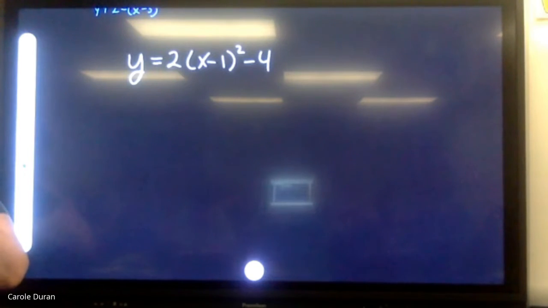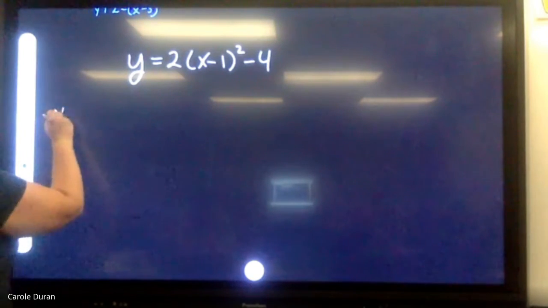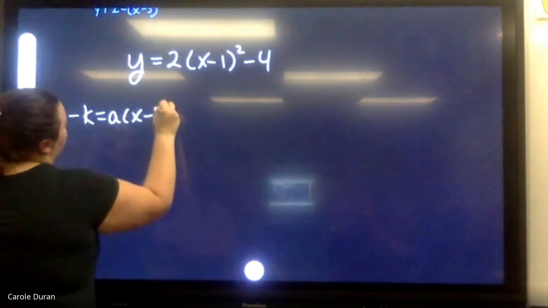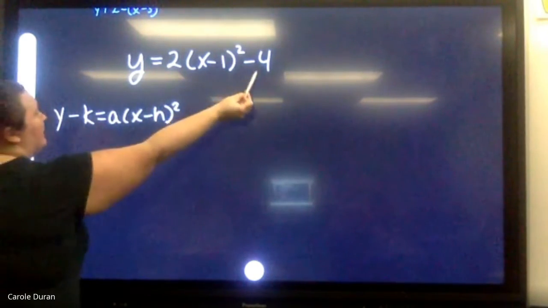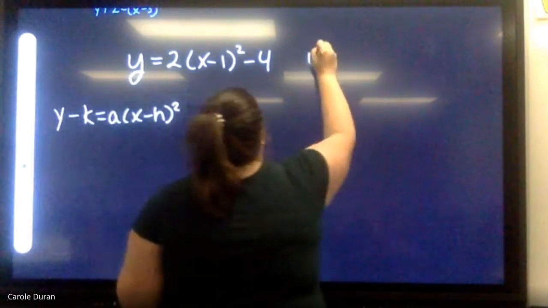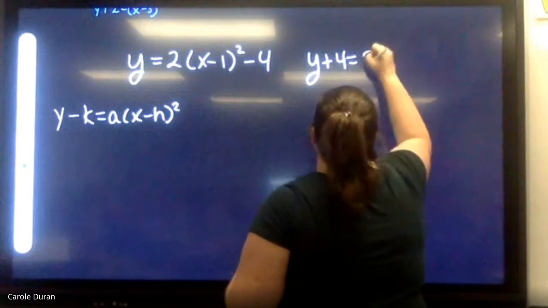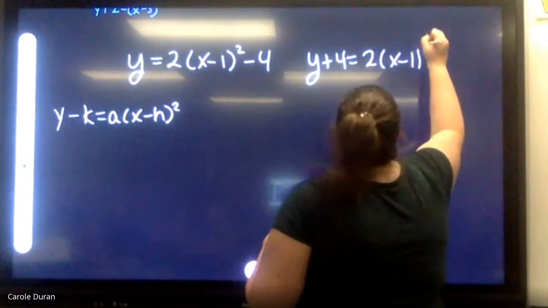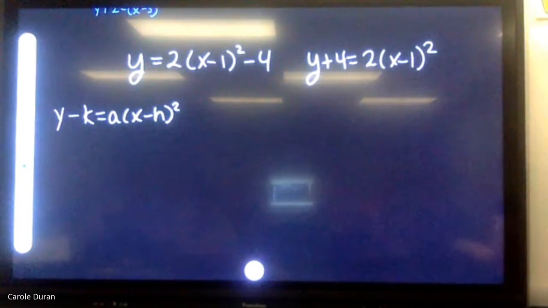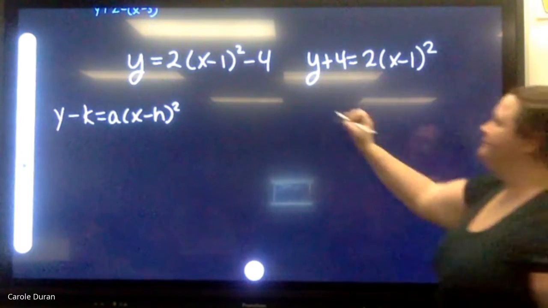Okay, vertex form is y minus k equals a times x minus h squared. So what I need to do is add the 4 over with the y. That way when I take the opposite signs of those numbers, it works. So I add that over and I have y plus 4 equals 2 times x minus 1 squared.